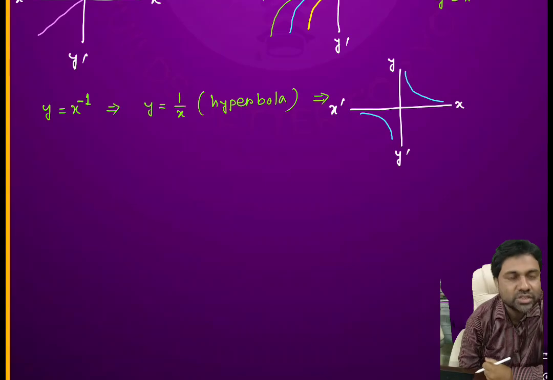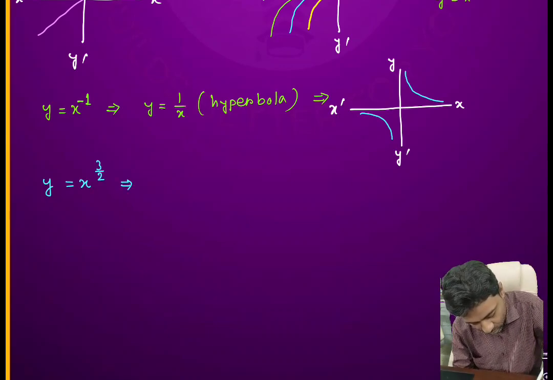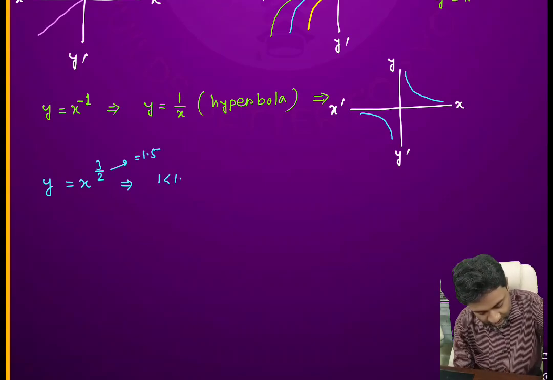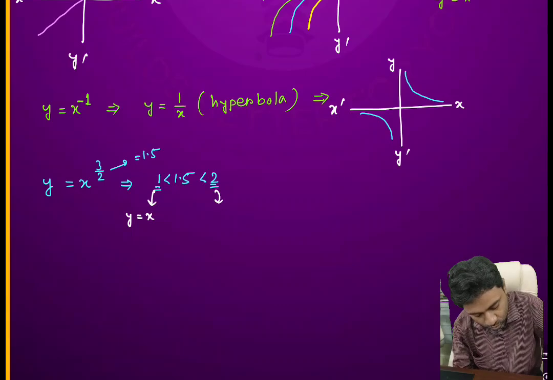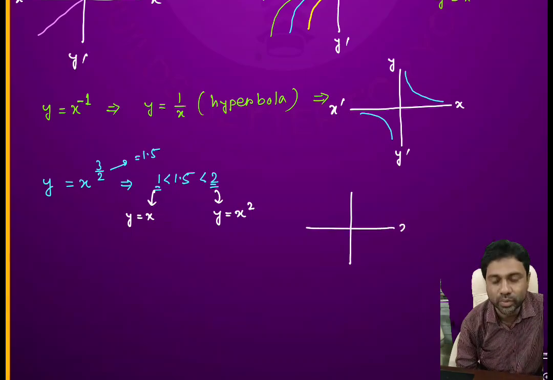Now what happens if n is not an integer, n is fraction? Then what happens? How might it look like? Like say you want to plot y equals to x to the power 3 by 2. You can see the power 3 by 2, that is 1.5, lies between the values 1 and 2. So of course 1 corresponds to the graph of y equal to x, 2 corresponds to the graph of y equal to x square. So the graph will lie between the shape of x and x square.